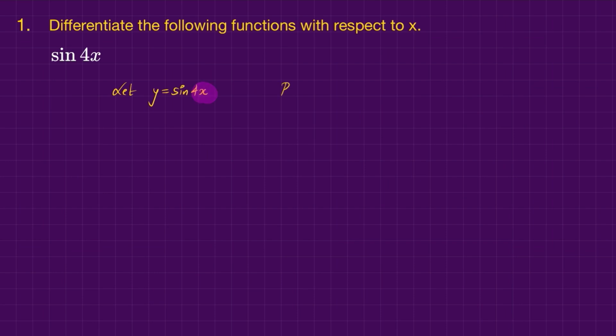Now let us consider this 4x as t. So put t equals 4x. t is a function of x. If I put t equals 4x, then my function will be y equals sine t. Here, as you can see, I now have two equations, y equals sine t and t equals 4x. Now I can say y is a function of t and t is a function of x. Therefore, I have to differentiate with respect to t on both sides.